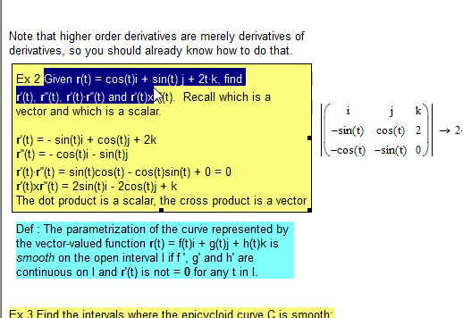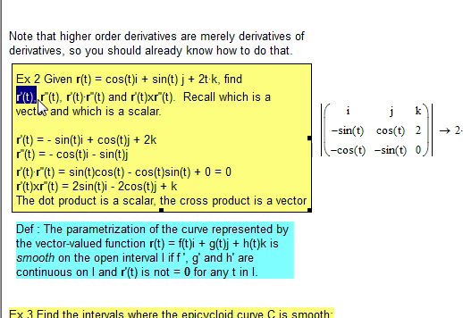So here's an example. Given a vector valued function, this helix r of t equals cosine t i plus sine of t j plus 2t k. We want to find the first derivative, the second derivative, which is the derivative of the first derivative, the dot product of the first and second derivative, and the cross product of the first and second derivative. Remember, the dot product will give us not a vector but a scalar, actually a regular function in this case, and the cross product will give us another vector.